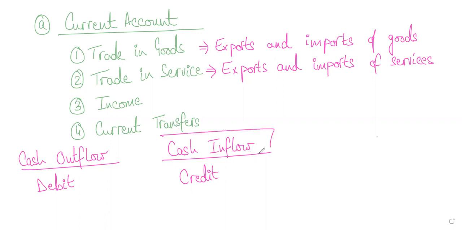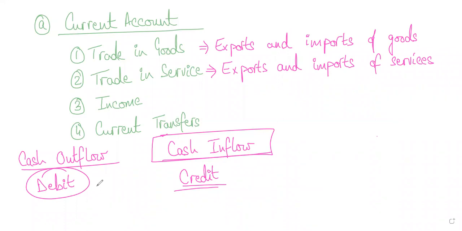Excellent, because our exports bring us cash inflow. Are you getting me? So anything that we export is bringing us cash inflows. That's why Pakistan's balance of payment will record it as a credit entry. Similarly, if UK is the importing country, then UK will record it as a debit entry because for them it is cash outflow. Is this simple? Does it make sense?